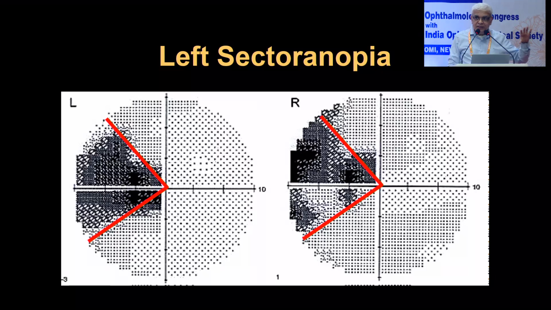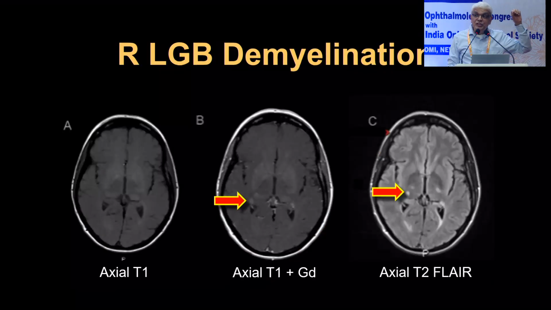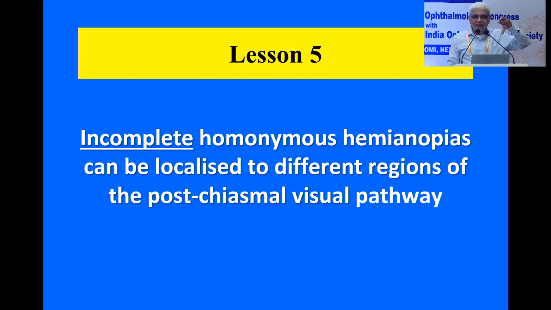Okay, sector anopias, you see defects like this point to LGB. This is the lateral geniculate body. The geniculate body has two different circulations, the MCA and the PCA. So depending on which one gets infarcted, you can get slightly different kinds of sector anopia. You saw one kind of sector anopia now. Sometimes that area can be spared and the opposite areas can be involved as well.